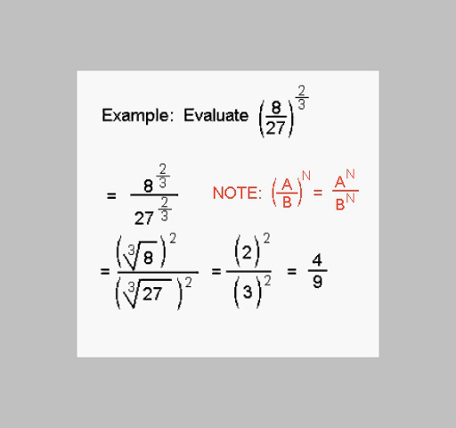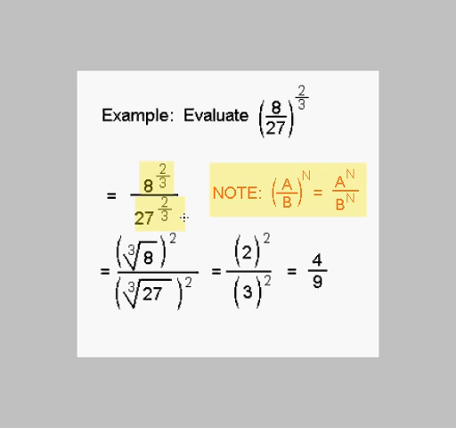In this example, we're going to raise 8/27 to the 2/3 power. Now first you have to note that when you raise a fraction to a power, you can rewrite that fraction as the numerator to that power divided by the denominator to that power. So we can rewrite 8/27 to the 2/3 as 8 to the 2/3 over 27 to the 2/3.